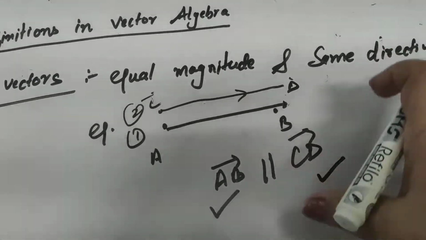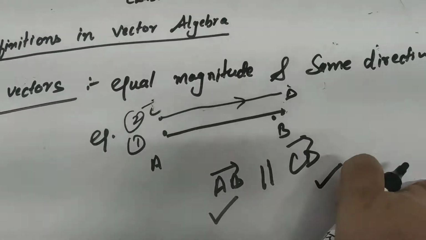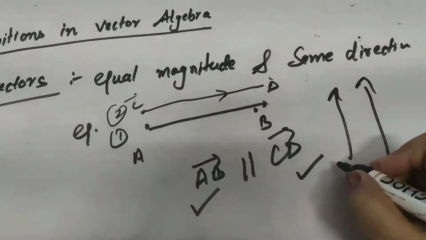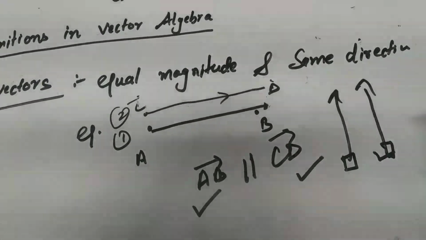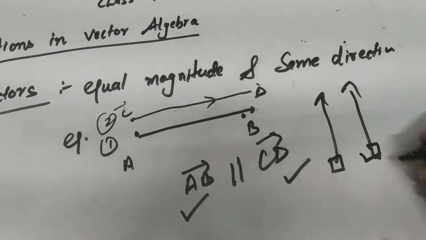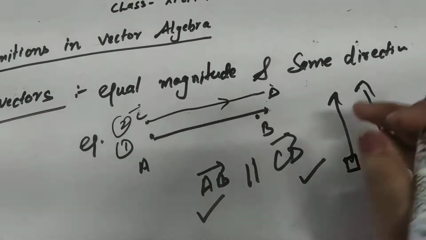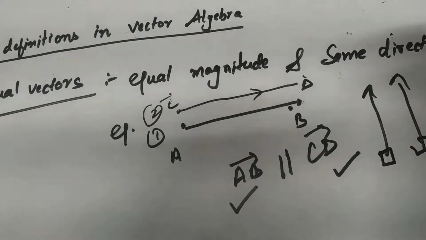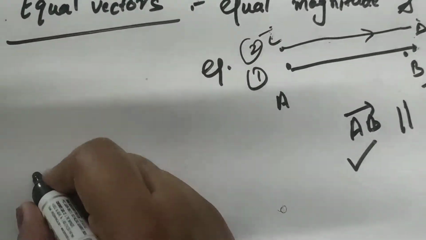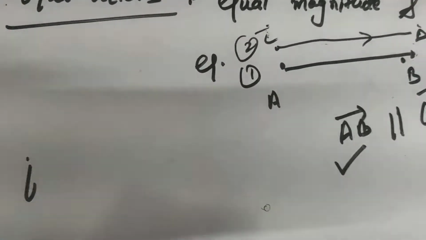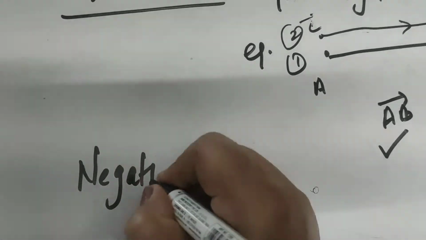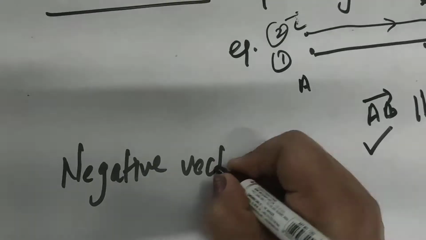This could be easily understood if we imagine two parallel railway tracks and a train moving over them. In that case, the track gives you the direction, and the vectors associated with the movement of that train represent the equal vectors. Now the second one is unequal vectors. We will not say unequal, it is negative vectors first. Negative vectors. Why are we saying negative vectors?